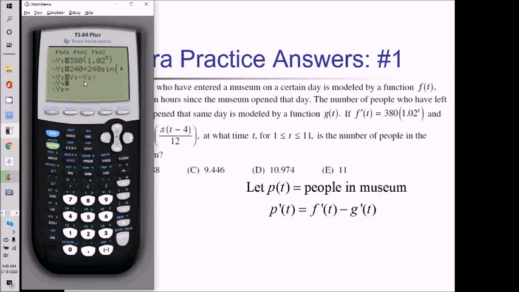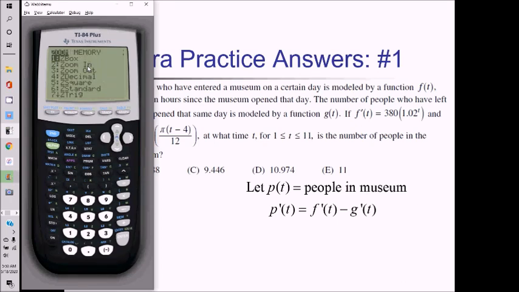Now in order to graph it, I only want to see P prime. I don't want to graph F prime and G prime, so let me just deselect those. And I also need a window to graph this on, so let me choose my window here. Now they said these two functions, F prime and G prime, are only valid between 1 and 11. Or actually, they want to know at what time between 1 and 11 the number of people is at a max. So let me set my window from x min 1 to x max 11. And let me do zoom 0, zoom fit, and let's watch the magic.